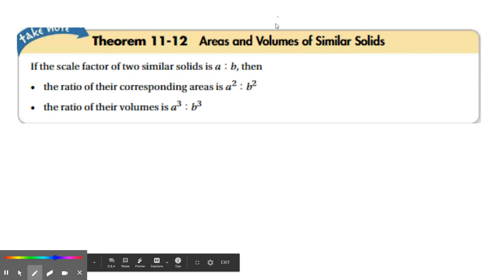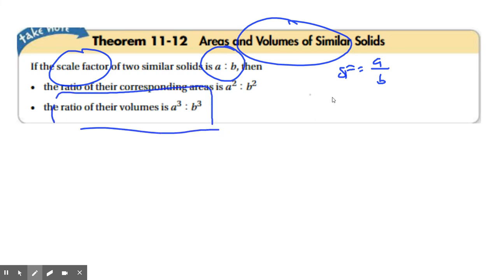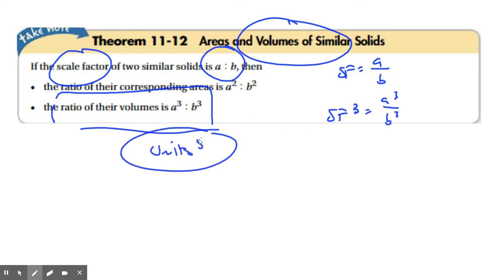Lastly, when you talk about volumes of similar solids, if your scale factor is A to B, remember we did A over B in our previous notes, then the ratio of the volumes is simply going to be the scale factor cubed, A cubed over B cubed. And again, that's because volume is units cubed. So be aware of that.